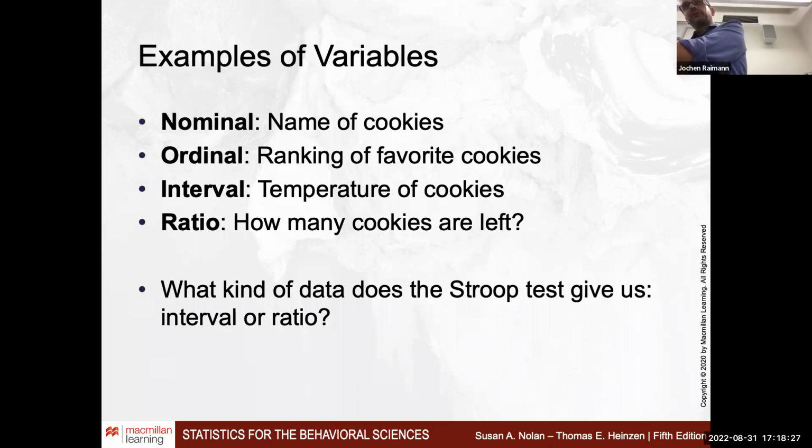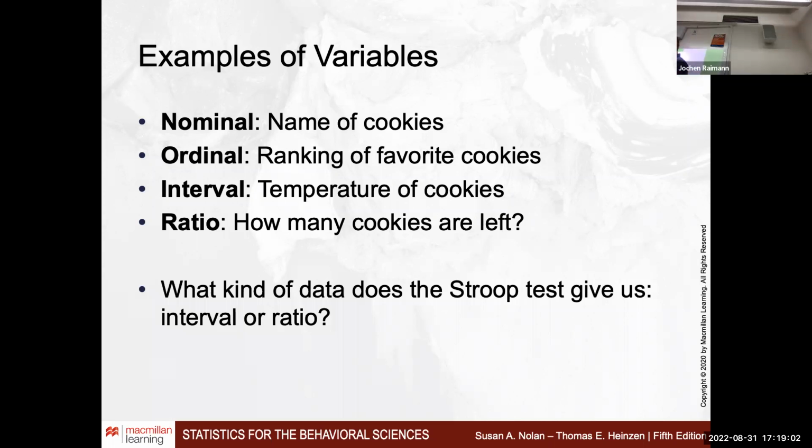Yeah? What's your question? Can you explain ratio there? Ratio, meaningful 0. So what does that mean? Well, if you have no cookies left, this is a very meaningful insight, right? You want to have a cookie. If you have none, then your ranking, your order, and the name of the cookie are absolutely meaningless. So the 0 is very meaningful because it renders the other characteristics meaningless in a way. What if you have 10 cookies left? Then it's still a ratio variable. It's about the variable, right?